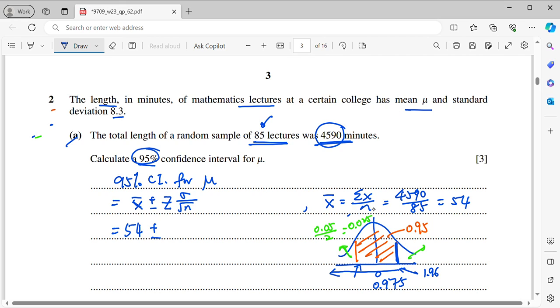This is also 1.96, but it is negative, and here it is going to be 1.96. Now this sigma is given, which is 8.3, so 8.3 over square root of n, where our n is 85. Then from here, using the negative value, you will be getting 52.2, correct to 3 significant figures, whereas using the plus, you will be getting 55.8. So that's the confidence interval for mu.